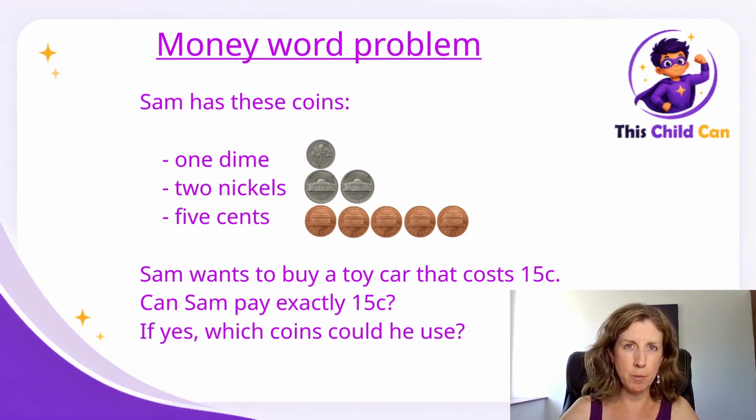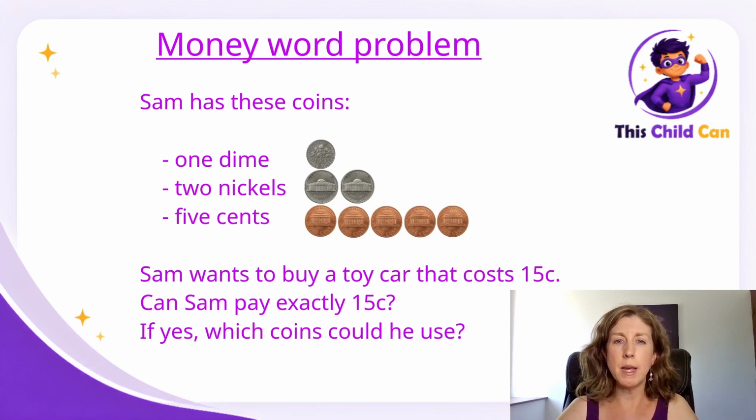Here we have a money word problem. Sam has these coins: 1 dime, 2 nickels, and 5 cents. Sam wants to buy a toy car that costs 15 cents. Can Sam pay exactly 15 cents? If yes, which coins could he use?